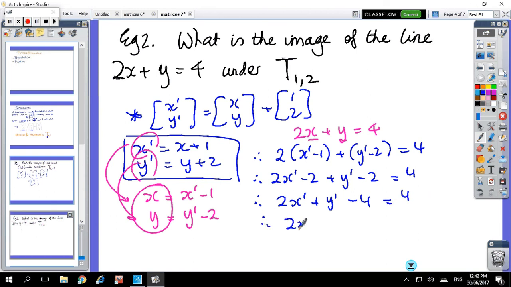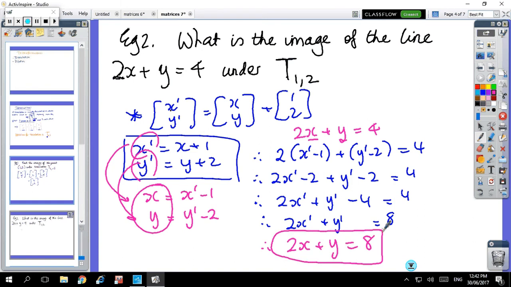Again, this is showing all the steps. 2x dash plus y dash equals 8. And that is just about it. The last step, you just take the dashes off, and that's what the new line is. So you make an expression for x dash and y dash, but you make x and y the subject, so we can substitute it into the x and y positions. You just move it through, and the last step is just take off the dashes. Okay. Let's have a look at the next thing.